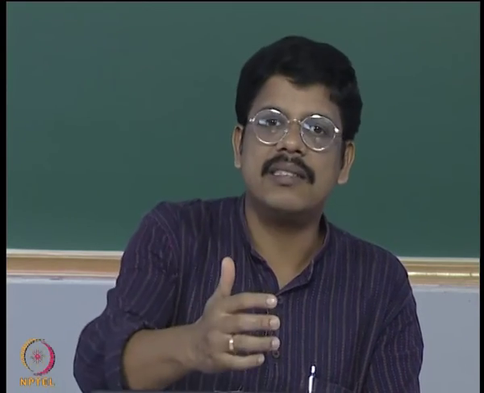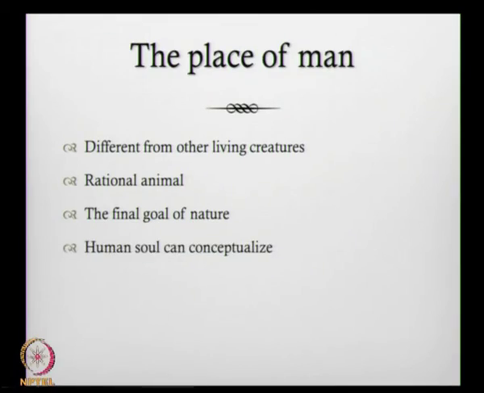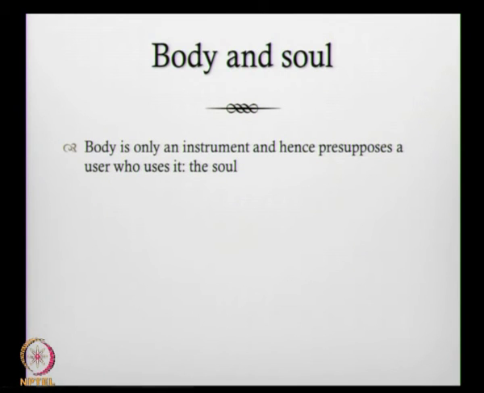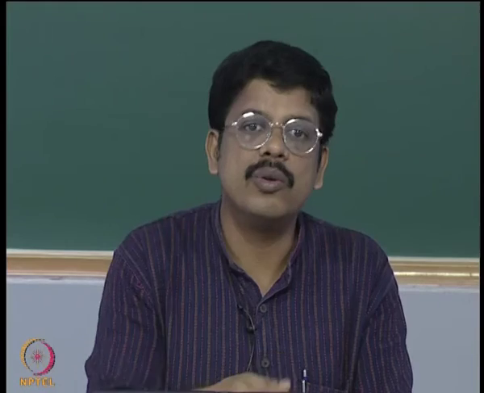So, in one sense man has a special place, because as far as nature is concerned, forget about God, as far as nature is concerned, man is the final goal, because human soul can conceptualize, which nothing else in this world can. Only the human mind, only the human soul can conceptualize. And when you talk about body and soul, body is only an instrument and hence presupposes a user who uses it, the soul. So, an instrument to be used by someone else. An instrument cannot exist independent of the person or the agent who uses it. That agent is the soul, body is the instrument.